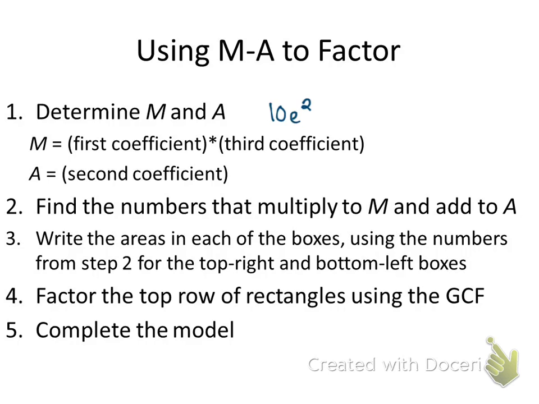Then step 3, we're going to take our terms and write the areas in each of the boxes using the numbers from step 2 for the top right and bottom left boxes. We'll talk about that in a second. Step 4, we're then going to factor the top row of the rectangles using the greatest common factor. And then step 5, we complete the model.